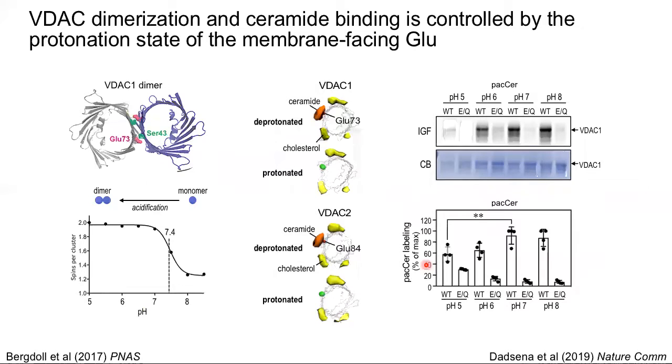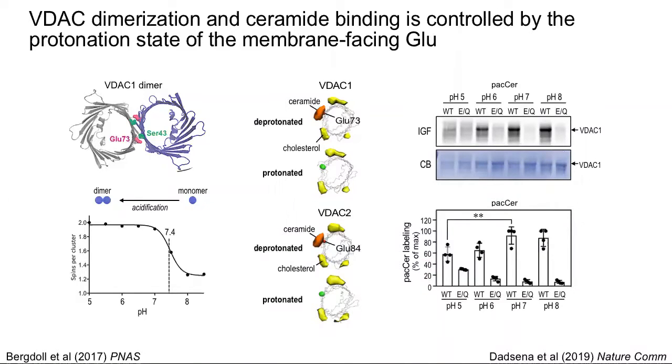Now, previous work by the Abramson lab showed that the membrane-facing glutamate in VDAC1 has a pKa of around 7.4, which is close to the pH of the cytosol. This finding implies that under normal physiological conditions, this glutamate, even though buried in the membrane bilayer, is in its fully charged, deprotonated state at least a significant amount of time. Protonation of that membrane-facing glutamate was found to enhance the formation of VDAC1 dimers, presumably because some hydrogen bonding occurs between the glutamate and a serine residue at the dimer interface, which then stabilizes formation of a dimer.